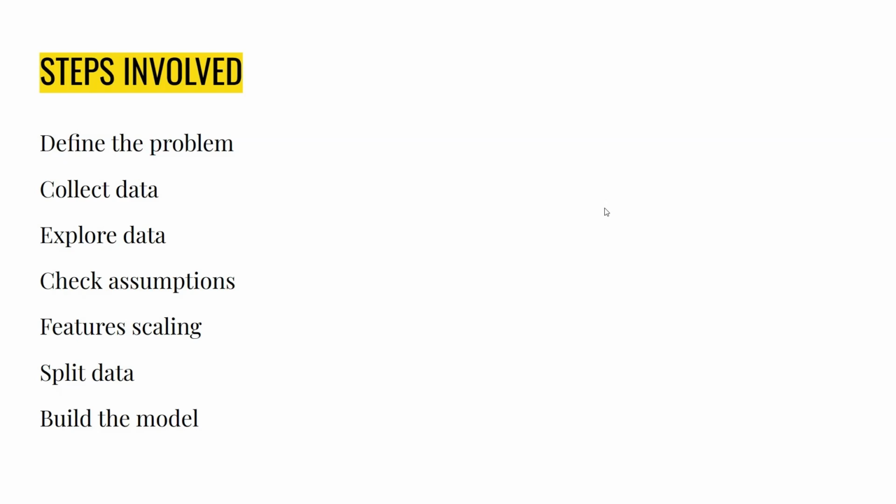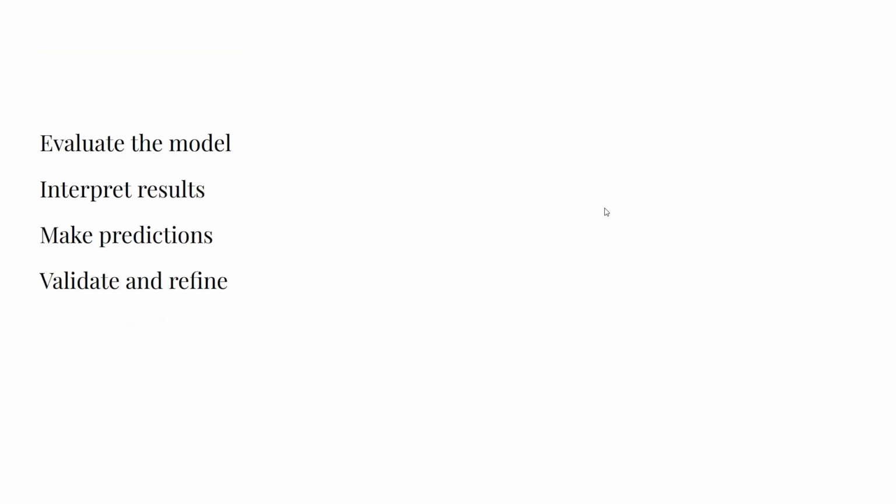The next step is to build the model. Use the training set to fit the multiple linear regression model. The model aims to find the coefficients for each independent variable that minimize the difference between the predicted values and the actual values of the dependent variable. The next step is to evaluate the model. Assess the performance of the model using the testing set. Common metrics include MSE, mean squared error, R squared, and others. These metrics help you understand how well the model is predicting the dependent variable.